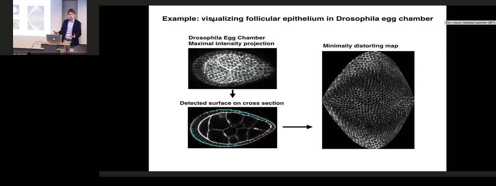So in a similar example of separating different tissues, but in a more three-dimensional setting, this is a Drosophila egg chamber. So it's making the egg. It's part of the ovary. And so what you have is an outer monolayer of cells, the follicular epithelium, that surrounds nurse cells and the oocyte that are forming the egg. And if you look at a maximal intensity projection, it's a complete mess because it's a complex three-dimensional structure. But it's very easy to detect the outside of the egg chamber and then make a map of the cell shapes in the follicular epithelium like this, and then analyze the cell morphologies and things like that in a straightforward way.